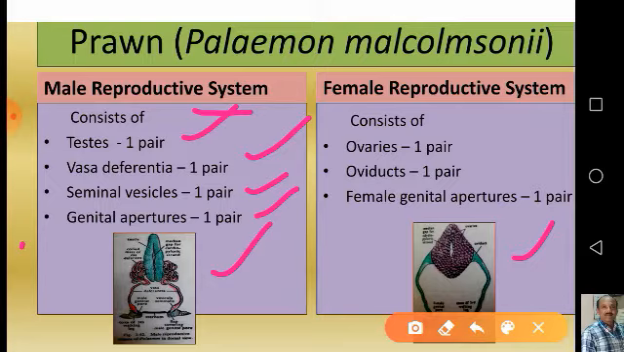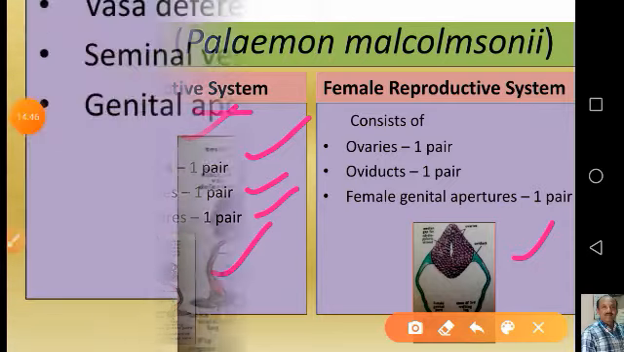Now these seminal vesicles, otherwise called vesicula seminalis, where they are present, let us see. Now the testes, as I said, there is one pair of testes. The two testes are soft, white and elongated bodies, and they fuse at their anterior ends.